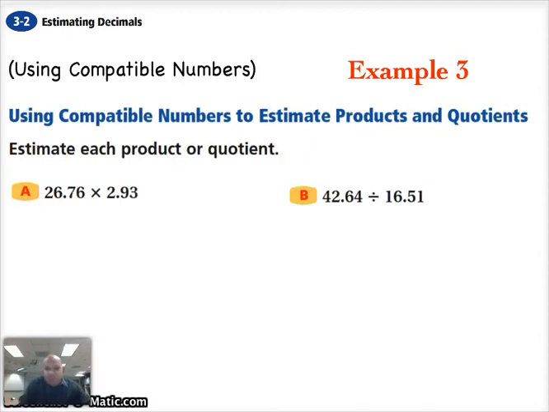That's rounding. Now let's look at compatible numbers. We've learned this before as well. Compatible numbers is looking for, in this case, we're estimating each product and quotient. We're looking for easy numbers to work with.